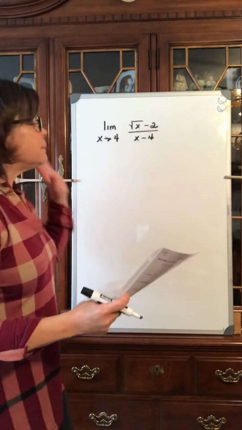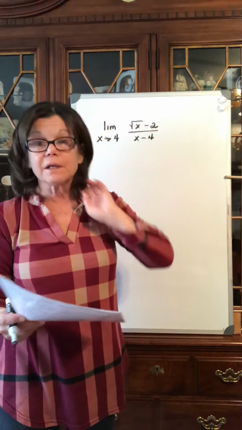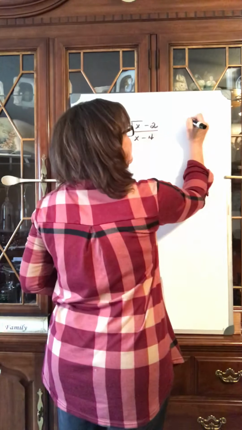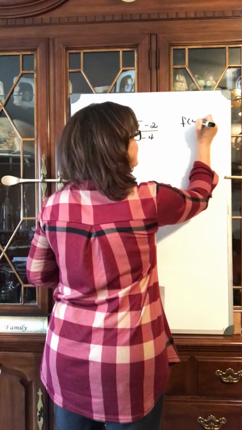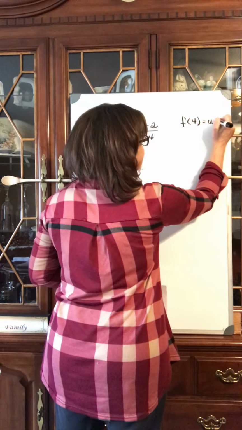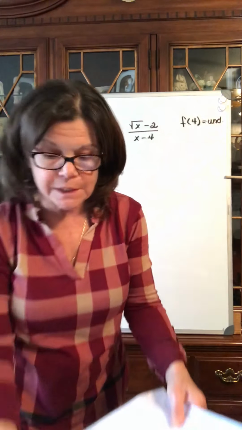Well, immediately I know that x cannot equal 4. Definitely it can't be 4 because that would give us a 0 in the denominator. So if I ask you, what is the function value at 4? What is the y value when x is equal to 4? It's undefined. That doesn't mean that there's not a limit, that it doesn't approach the same y value from the left and from the right.